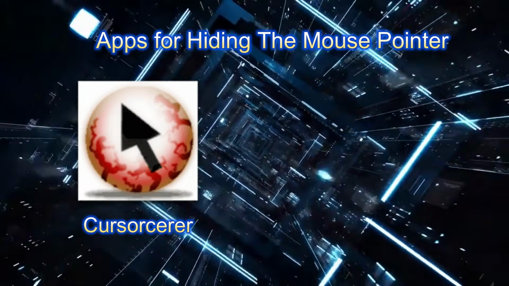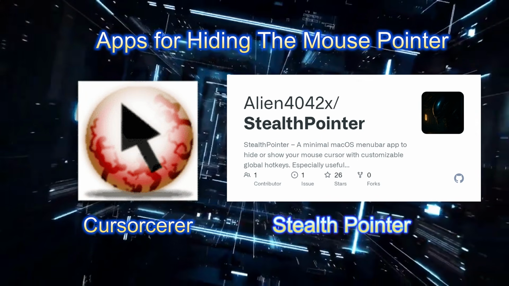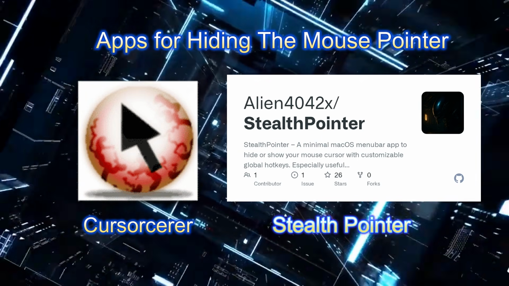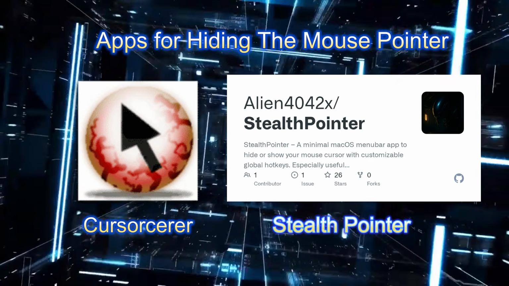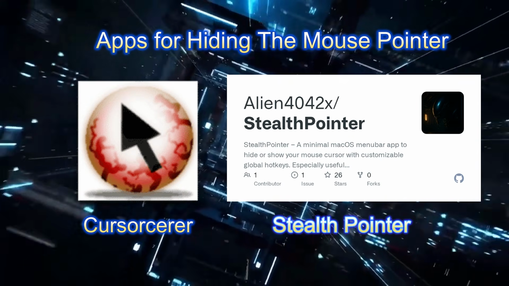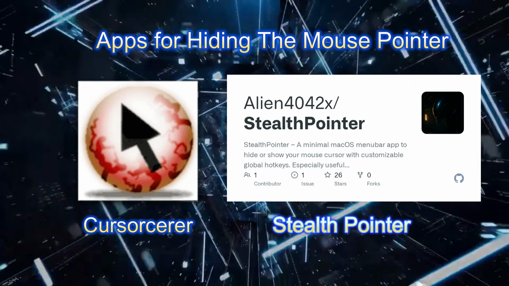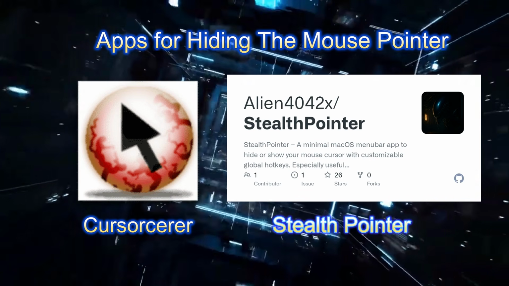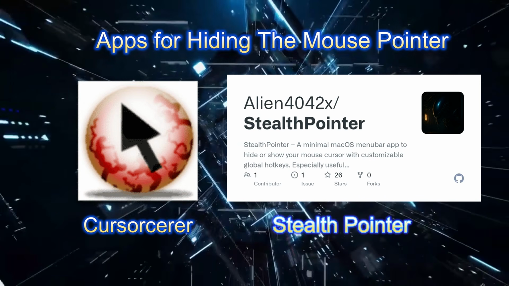First one is Cursorcerer. The other one is Stealth Pointer. Different developers, but both are fine. Both involve the same principle, where you choose a keyboard command, say, shift right bracket or shift left bracket, and that will make your mouse pointer disappear, so if it shows up in game, you can use that keystroke.